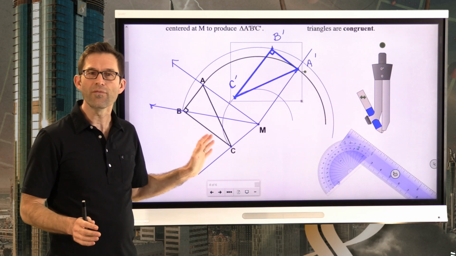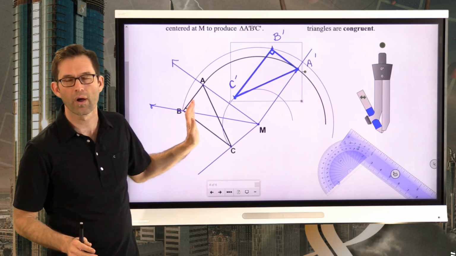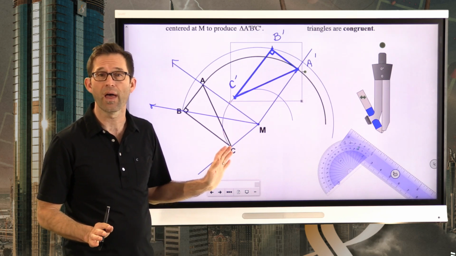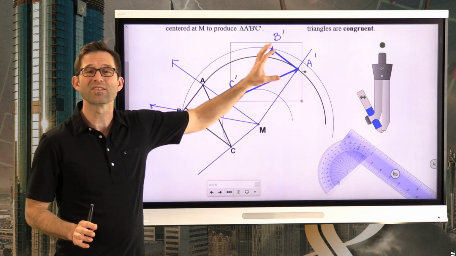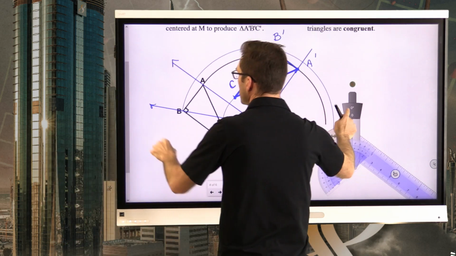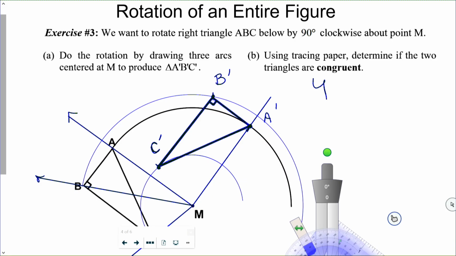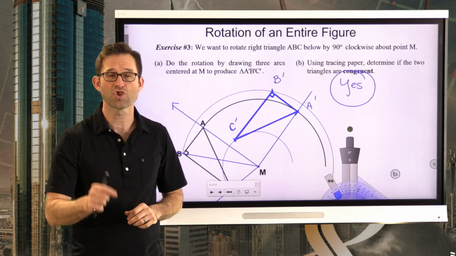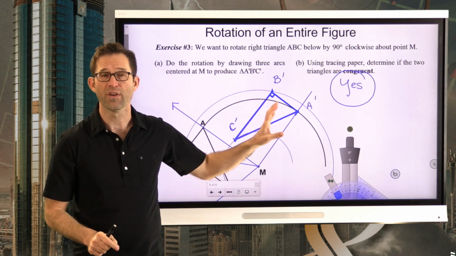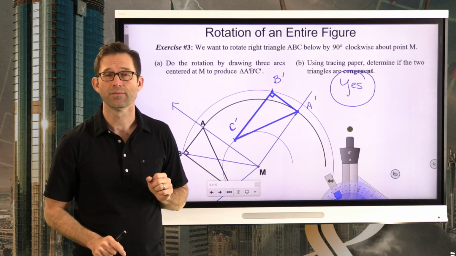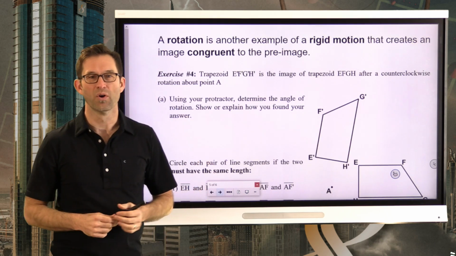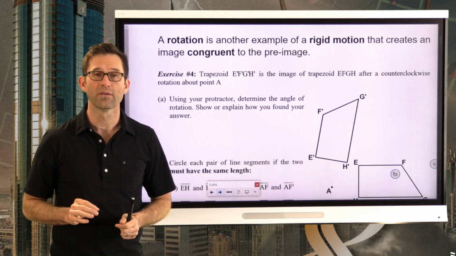And it's kind of neat. This idea that if I rotate all the points on this right triangle by 90 degrees or by whatever angle, it doesn't have to be 90 degrees, don't get wrapped up in that, then the triangle that gets produced is congruent to the original. And therefore, going back to that idea, rotations are another example of a rigid motion. Rotations do not change the way a figure looks or its size. A rotation is another example of a rigid motion. It creates an image that is congruent to the pre-image.